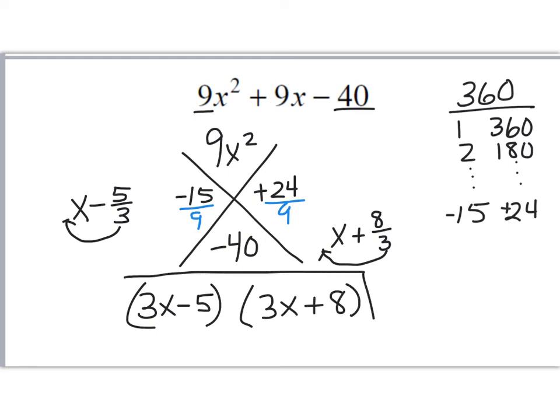Now, if you're not sure you're right, what could you do? Well, FOIL it, distribute it, use the box method, somehow multiply it, and see if you get back to that 9x squared plus 9x minus 40.